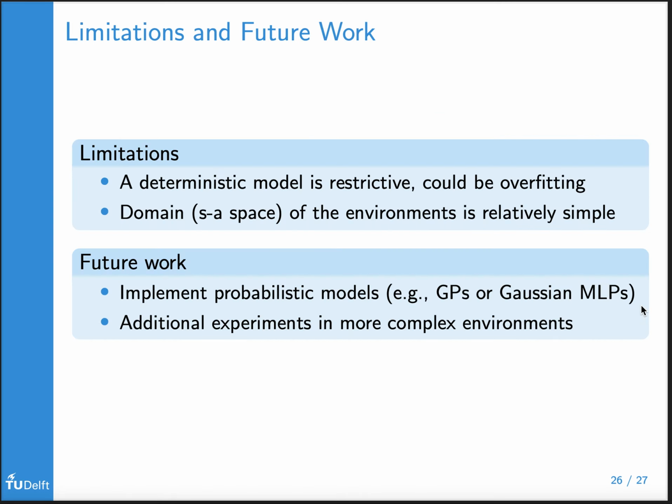So, here are a few limitations and possible future work. A deterministic model for the last two environments is quite restrictive and could be overfitting to the data collected by the agent. This could be improved by implementing probabilistic models, such as Gaussian MLPs. Also, the state action space of this environment is relatively easy to approximate due to the low dimensionality. So it would be interesting to test our algorithm on more complex domains.